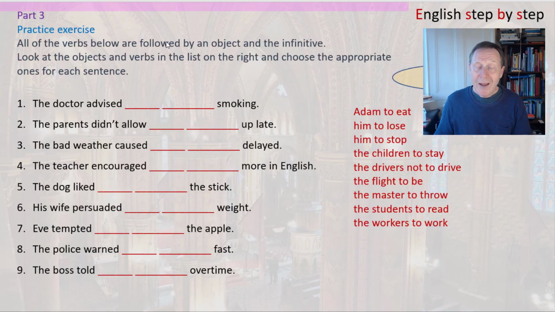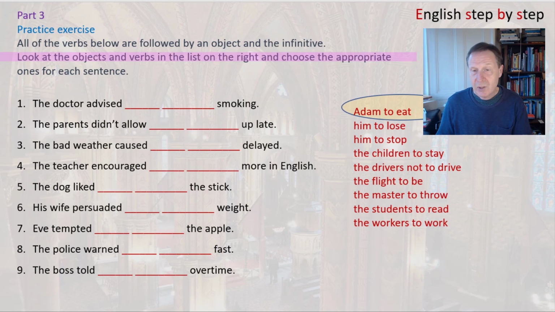So now you can practice this structure with this practice exercise. All of the verbs below are followed by an object followed by infinitive. So look at the objects and verbs in the list on the right and choose the appropriate ones for each sentence. Well, here you have, for example, Adam is the object, to eat is the infinitive, him to lose, etc., etc. So choose the object and the infinitive for all of these sentences.